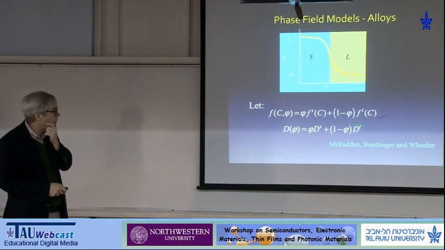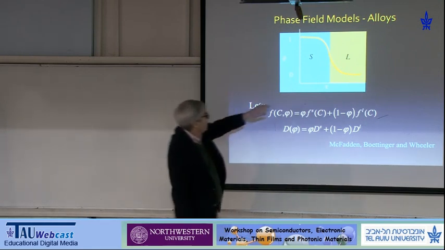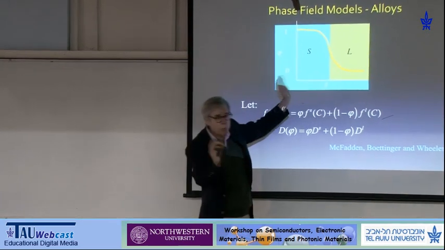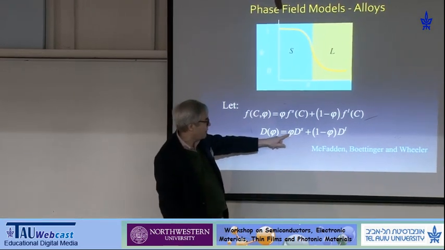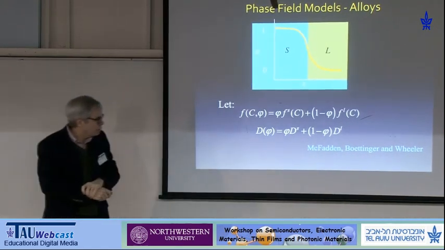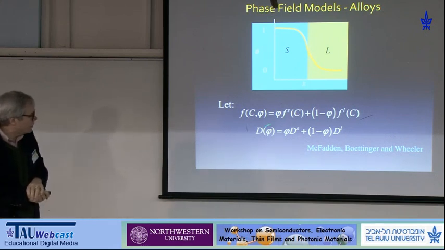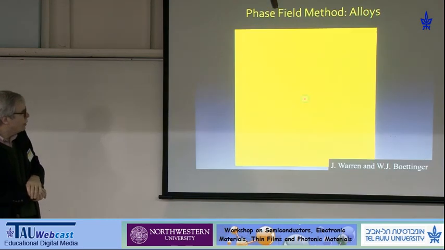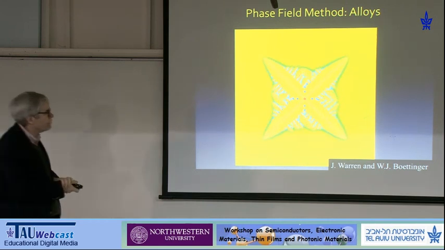The diffusion coefficient is the same way, right? So it's saying that the diffusion coefficient in the interface is some intermediate value between the liquid and the solid, which is probably reasonable, but it's saying a very specific kind of variation through the interface. And so these kinds of assumptions turn out to have very big effects on what's going on at the interface, and I'll show you that in a second. So using this method, Jim Warren and Bill Boettinger did one of the first phase field calculations of alloy solidification in a dendrite. Looks like this.